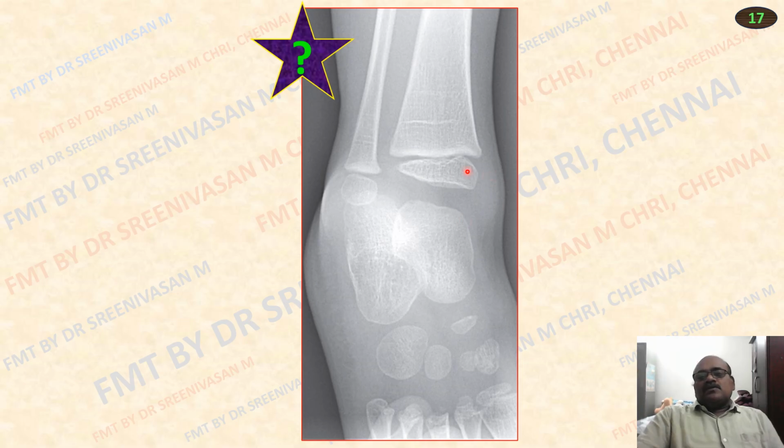In this X-ray, you can see both the lower end of tibia as well as fibula have appeared, not fused. So more than 1 year, here less than 17 years, right? Ankle joint 16 to 17 is the fusion.